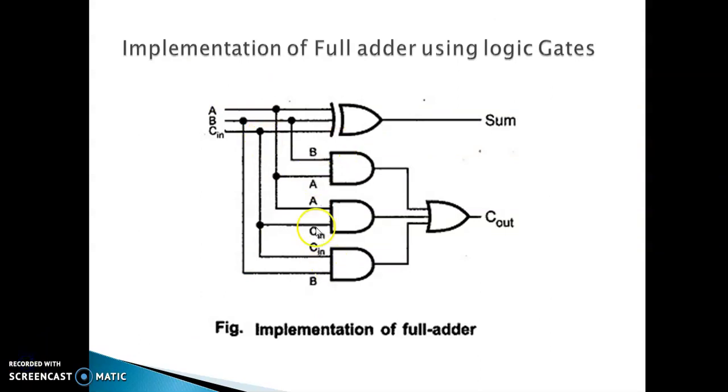This is the implementation diagram for the full adder circuit. As we know, the sum is A XOR B XOR Cin. This symbol shown is a 3 input XOR gate, but in actual, in order to implement a 3 input XOR gate, we require 2 XOR gates like this. First we perform the XOR operation of 2 inputs. Then the third input is combined by adding one more XOR gate. So the final output will be A XOR B XOR Cin, which is nothing but sum.